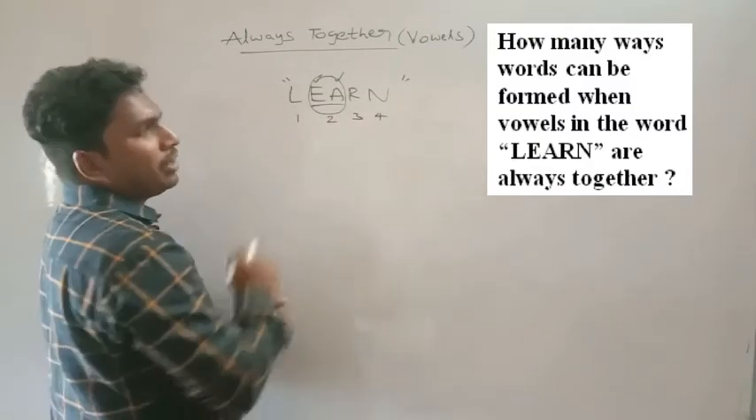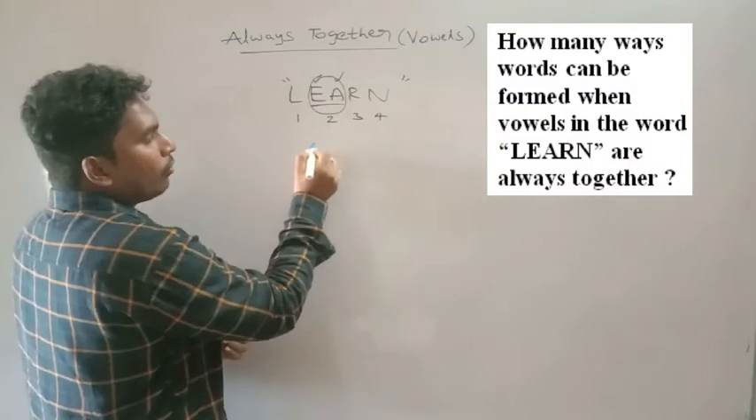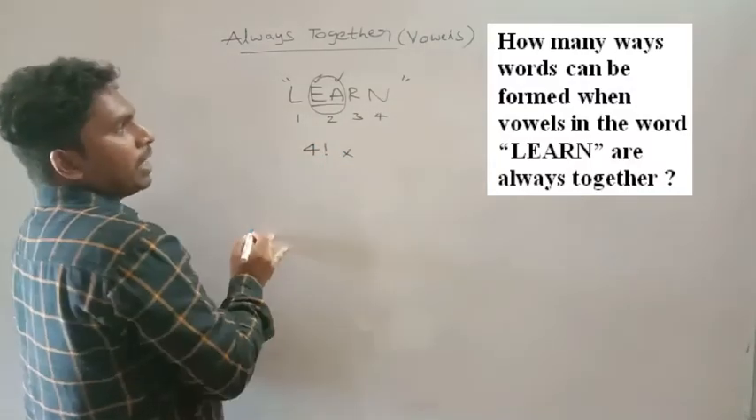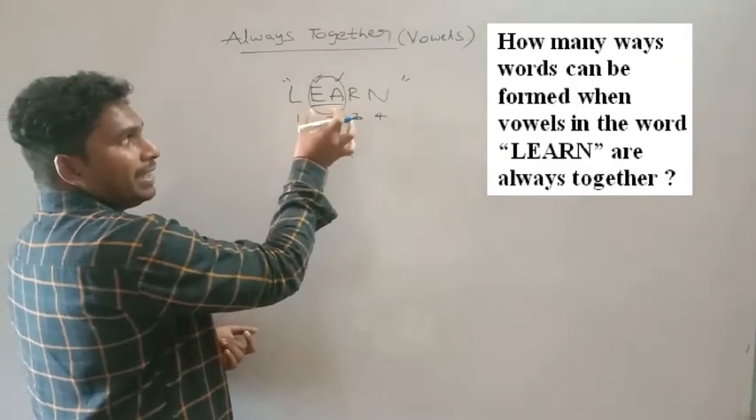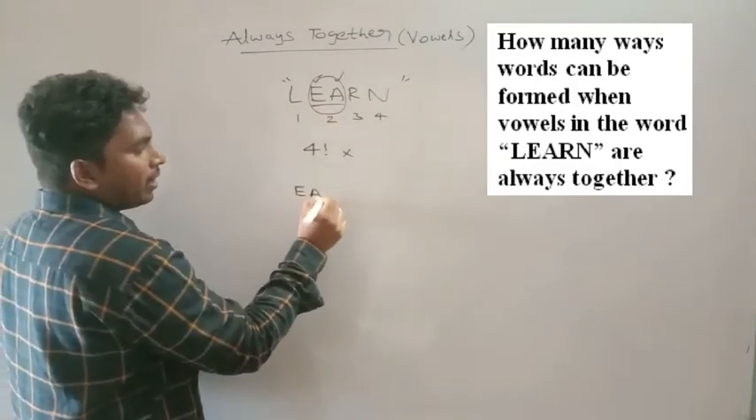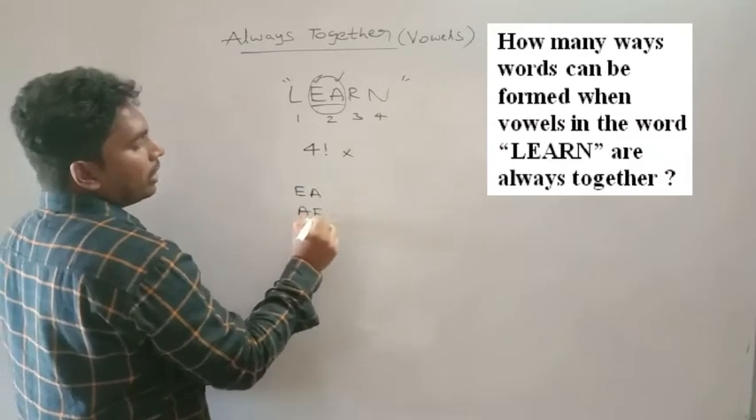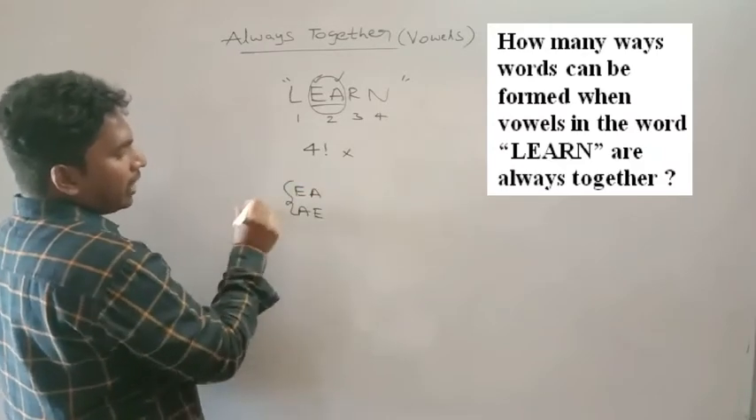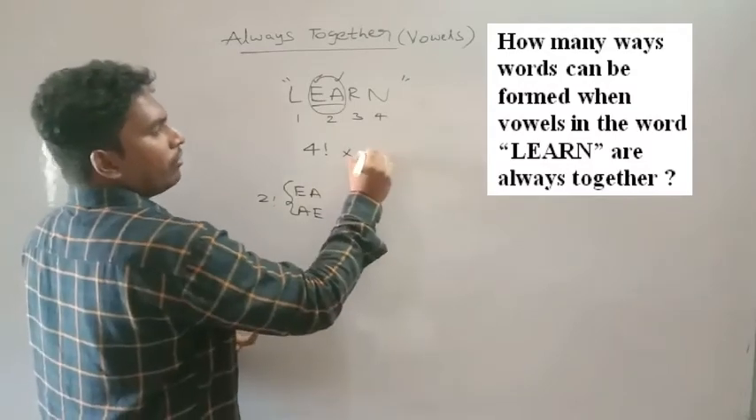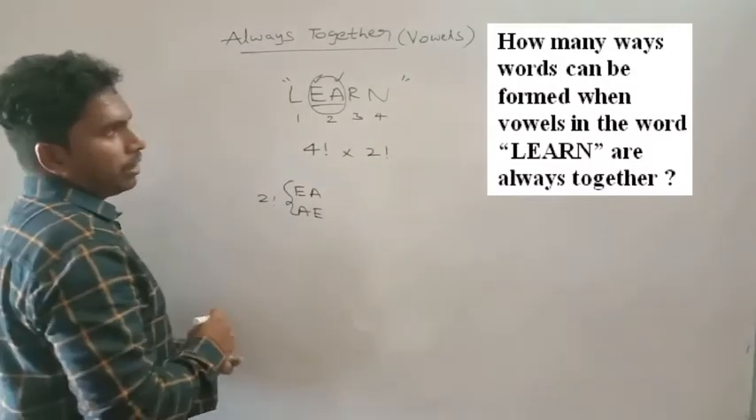How many ways can you rearrange them? 4 factorial ways, into how many ways E and A can be arranged? That is EA and AE, 2 ways. Actually we need to write this as 2 factorial ways, which is nothing but 2. So 4 factorial into 2 factorial.